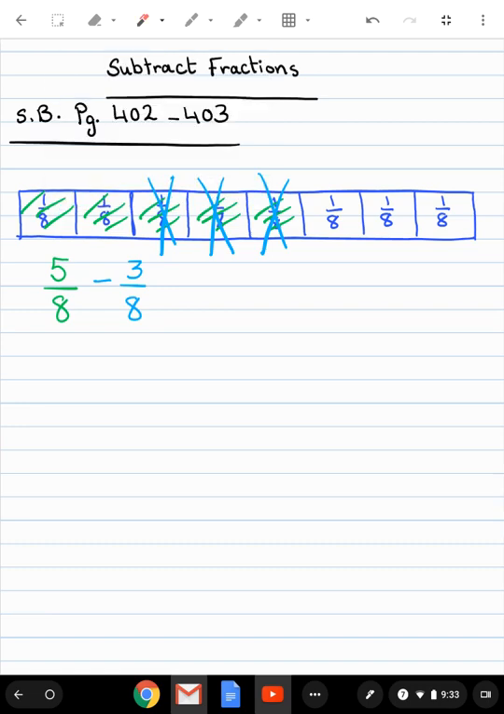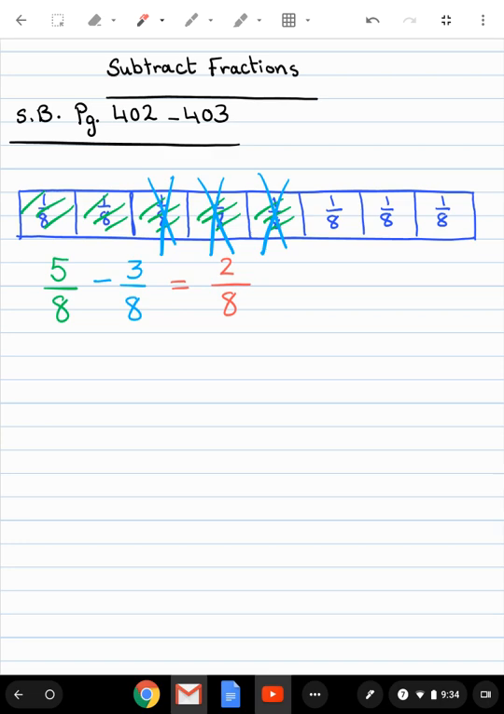So when we subtract 5 out of 8 minus 3 out of 8, the answer is 2 parts out of 8. See here the denominator stays the same and we subtract the numerators. 5 minus 3 is 2.